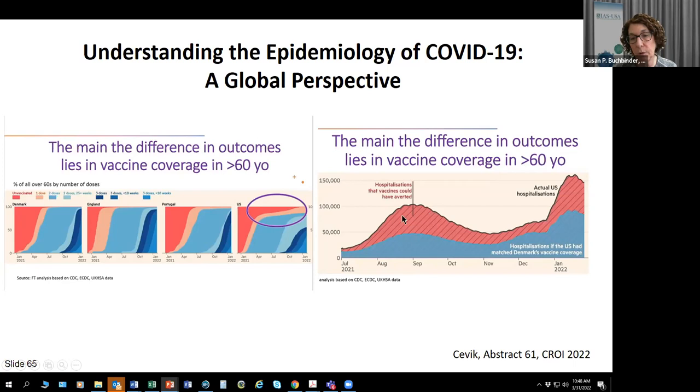These are the number of hospitalizations that vaccines could have averted in the over 60 age group, compared to the hospitalization rate we would have expected had we matched Denmark's vaccine coverage.